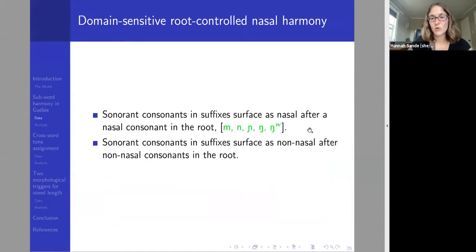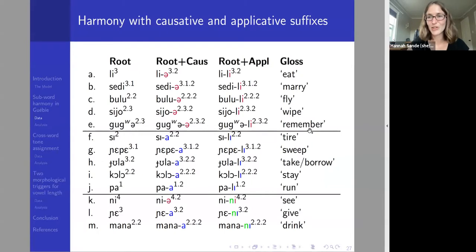So here is the inventory of nasal consonants in the language: m, n, ɲ, ŋ, ŋ͡m. And when one of those is the final consonant in a root, the valency-changing suffixes that contain sonorants surface as nasal. So here's a lot of data, which I'll walk you through. The first five examples here, A through E, are all plus ATR roots. The causative surfaces as schwa on these plus ATR roots, and the applicative morpheme surfaces as li with a plus ATR high front vowel. On minus ATR roots, you get the causative surfacing as a and the applicative surfacing with a minus ATR high front vowel.